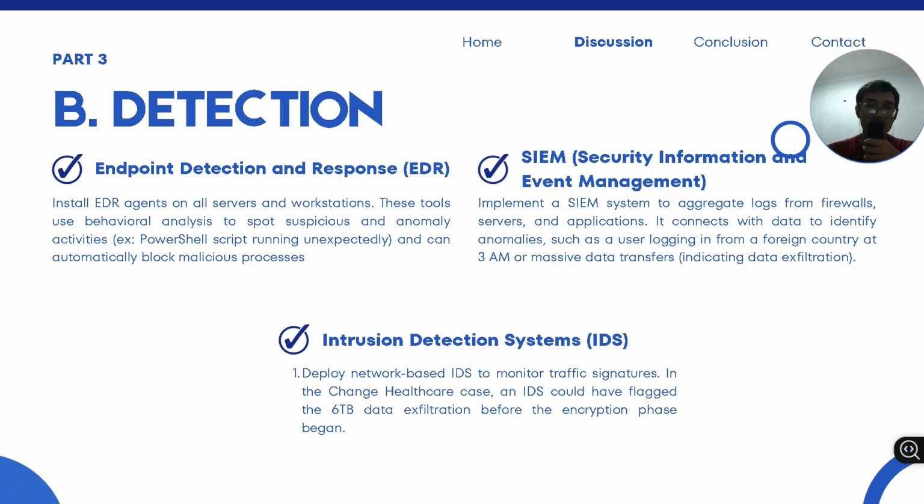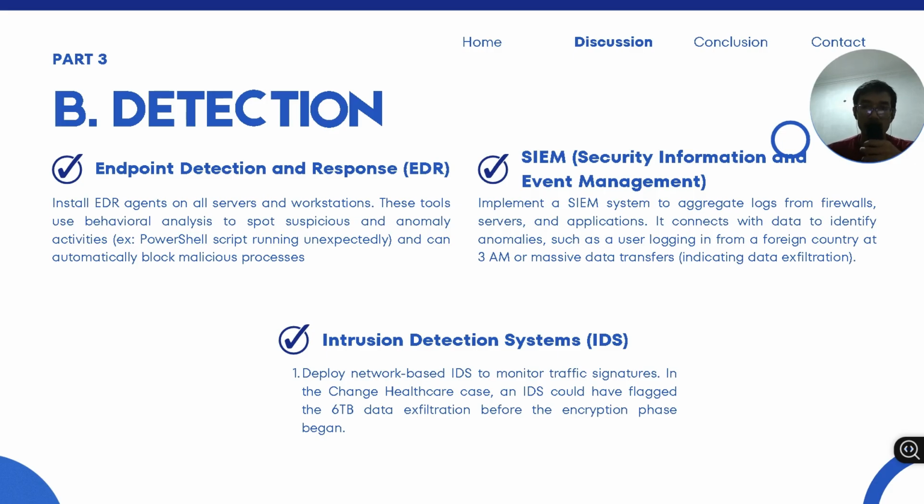So the second one is security information and event management. We can apply this system to aggregate logs from firewalls, servers, and applications. It will correlate the data to identify anomalies such as a user login from a foreign country at 3 a.m. or massive data transfer, so we can indicate there is data exfiltration.